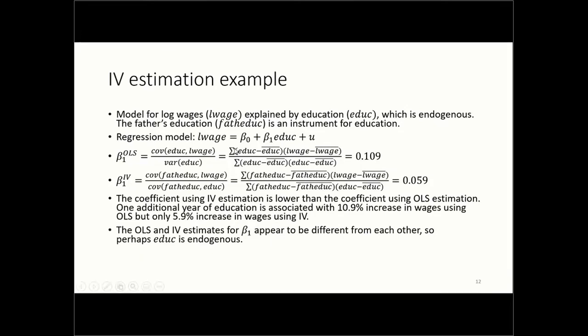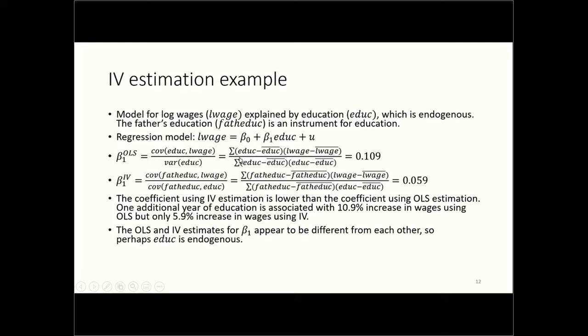So here again, we have a regression model of log of wage on education. And let's use the OLS and IV formulas so we can find the coefficients. The formula for the OLS is the covariance of education and log wage divided by the variance of education, right? So this is the formula for OLS, which is the covariance of X and Y divided by the variance of X. So that's the formula for an OLS coefficient.